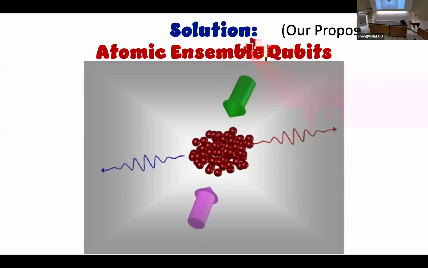Imagine now I have an atomic ensemble. Here I have a million, even a billion atoms, and they act as a single qubit. In this sense, now you can increase the interaction between the photon and many atoms. So this is my possible way to do that.